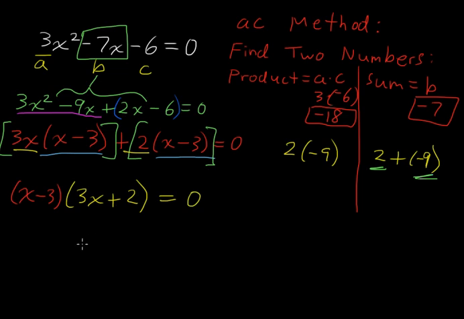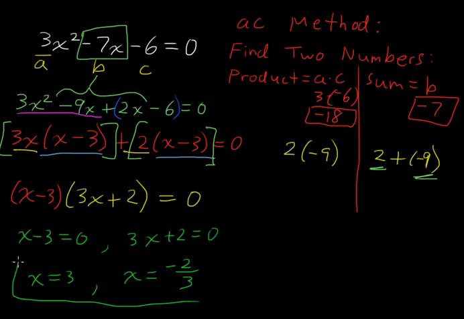Now we have this last part where we have our mini equations. You set each of these factors equal to 0. x minus 3 equals 0, and 3x plus 2 equals 0. And then solve for x, and you get x equals 3, and x equals negative 2/3. So that was solving a quadratic equation using the AC method to first factor that trinomial. I hope that helps.